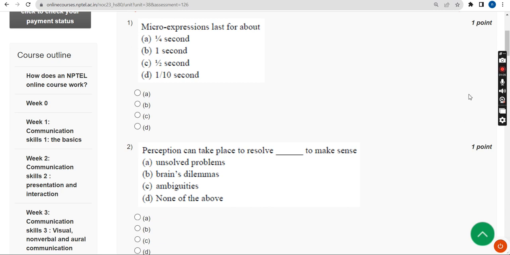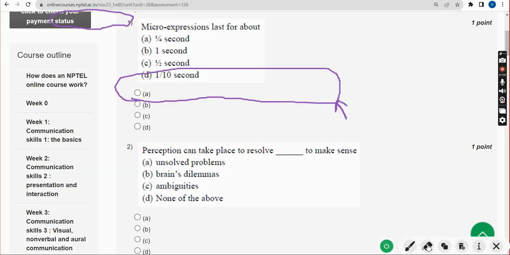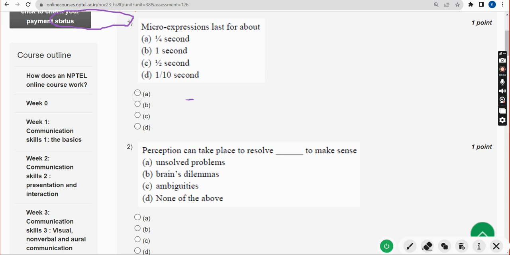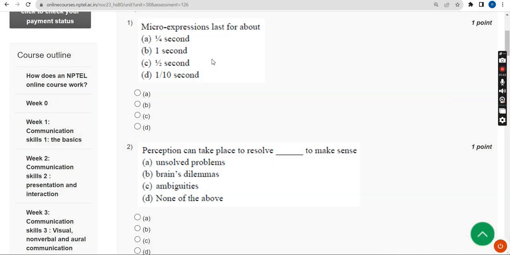So the first question: micro expressions last for about how much time? So guys, if you clearly observe the lectures, you'll get the answer there. I have got the answer as option A, guys, 1/4 second. So I'm going with option A.